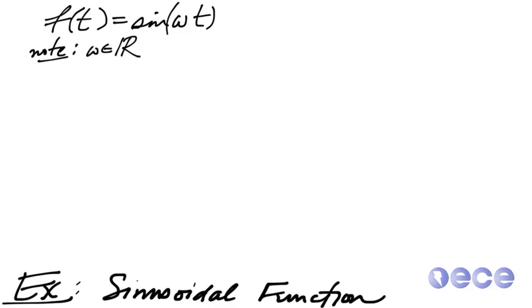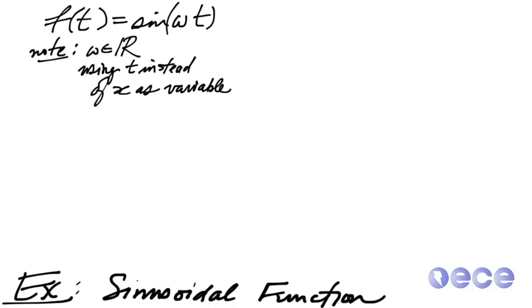What about a sinusoidal function? You can probably already guess, but let's show why this system is not linear. So let's say we have sine omega t, and here we consider that omega is in the real numbers. So omega is not a variable, only t is the variable. And by the way, we don't always have to use x when we show linearity. We can substitute t as any other variable as we like.